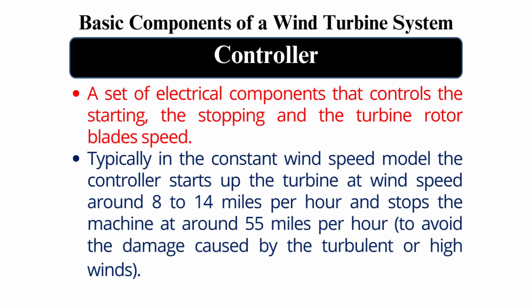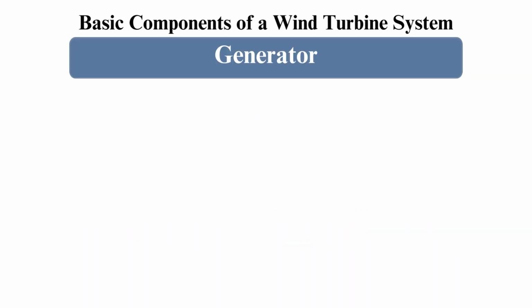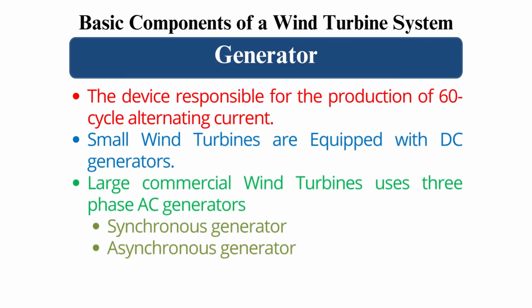Controller: a set of electrical components that controls the starting, the stopping and the turbine rotor blade speed. Typically in the constant wind speed model, the controller starts up the turbine at wind speed around 8 to 14 miles per hour and stops the machine at around 55 miles per hour, to avoid the damage caused by turbulent or high winds. Generator: the device responsible for the production of 60-cycle alternating current. Small wind turbines are equipped with DC generators. Large commercial wind turbines use 3-phase AC generators, synchronous generator, asynchronous generator.